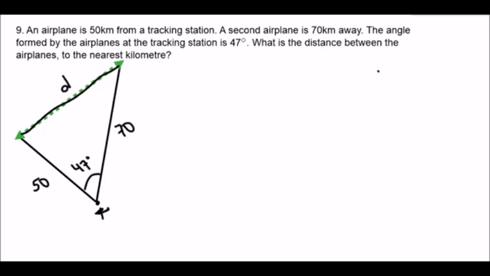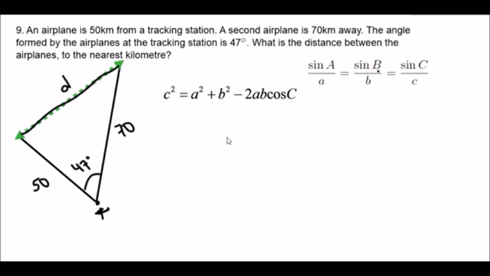If we can't use the basic trig ratios, we can either use the sine law. The problem with the sine law is that I need to know one of the angles and its matching side. This is the only angle I know, and I don't know the matching side, so I can't use the sine law. That means I have to use the cosine law. So here's the cosine law, and it's what I'm going to have to use.